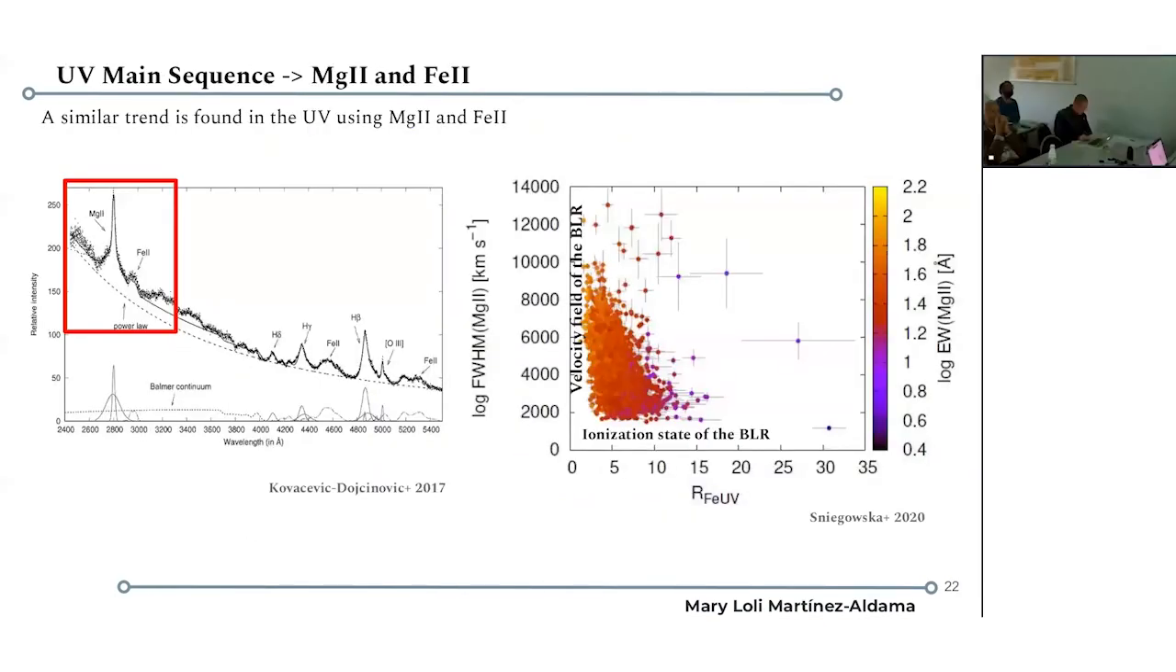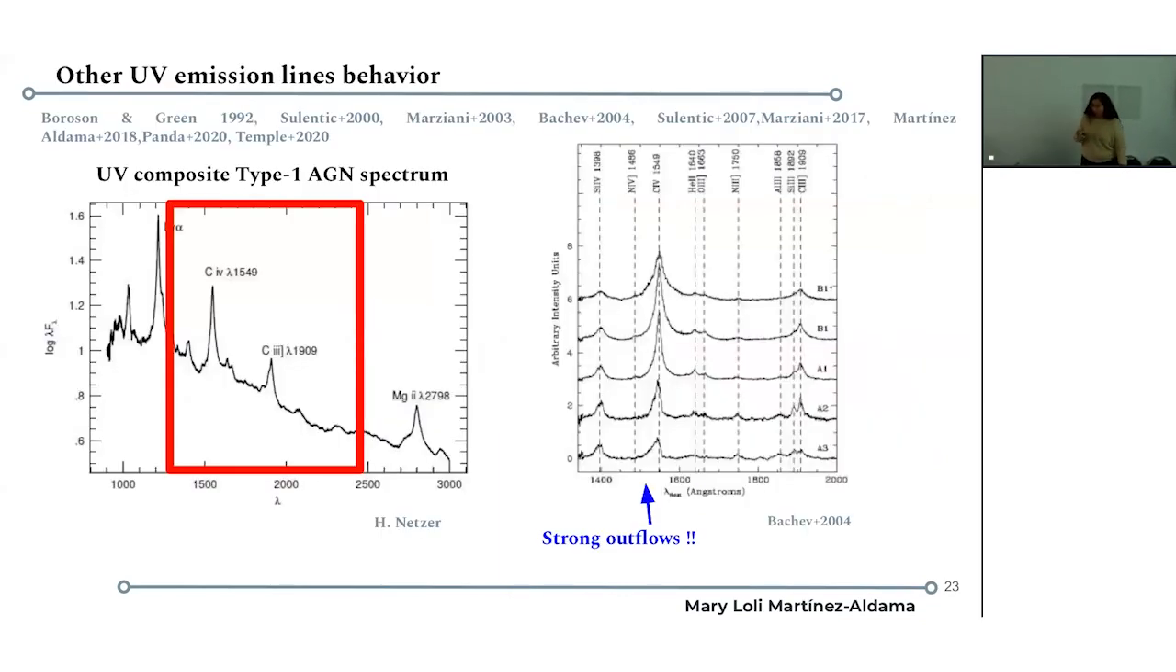If we use other kinds of emission lines, for example, if we move to the UV, this is the emission line that I was showing you before, and now we are moving to the UV region, and we use magnesium 2 and Fe2, we found a similar diagram. So this is the contribution of the iron, but in the UV. We are using magnesium 2 as the velocity field mapper, and again, we can see that relation. So apparently this relation is in the full spectrum, in the full spectra.